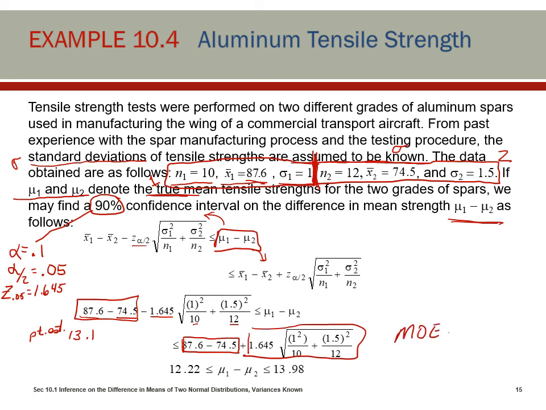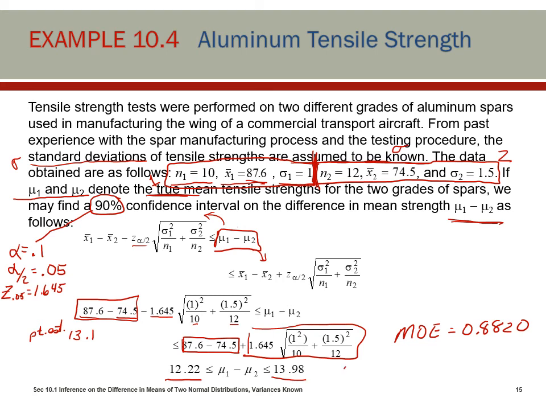That piece is 0.8820. So we're going to be taking 13.1, subtract 0.8820, and we end up with 12.22. We take 13.1 and we add 0.8820 and we get 13.98. That's the confidence interval around the difference.